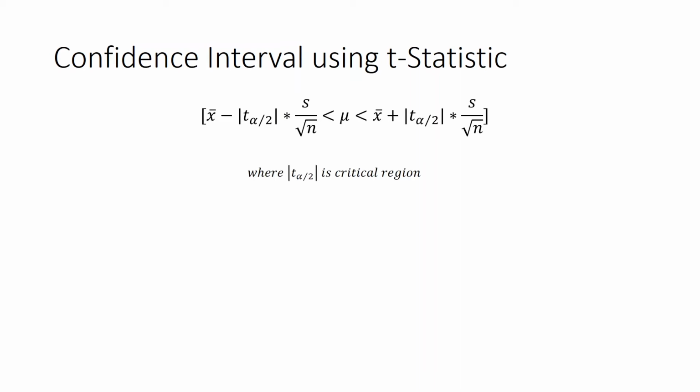Like I said, the absolute value of T subscript alpha by 2 is the critical region, where S by root n is the standard error measure. The entire thing, the absolute value of T subscript alpha by 2 into S by under root n, is the margin of error. Now let us get to the example for better intuition, because it is going to give you a better insight about the entire problem.